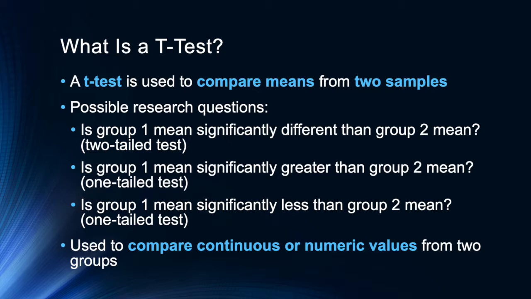If you're really sure that one group is going to have a higher mean than the other, then you can test if one group is significantly greater, or the mean is significantly greater than the other, and you can always also test if the mean of one group is significantly less. But the p-value cutoff is higher in those cases, and we as statisticians usually don't recommend doing that, because then your possibility for making an error goes up.